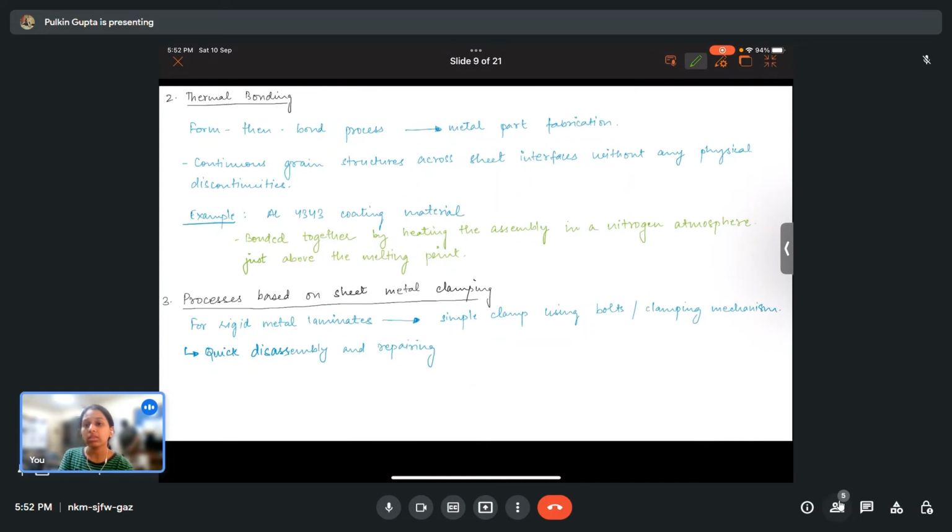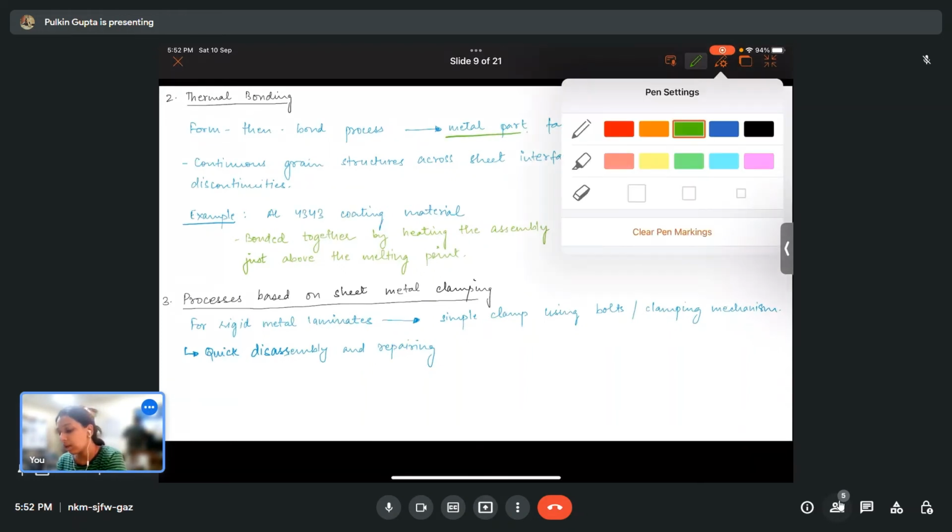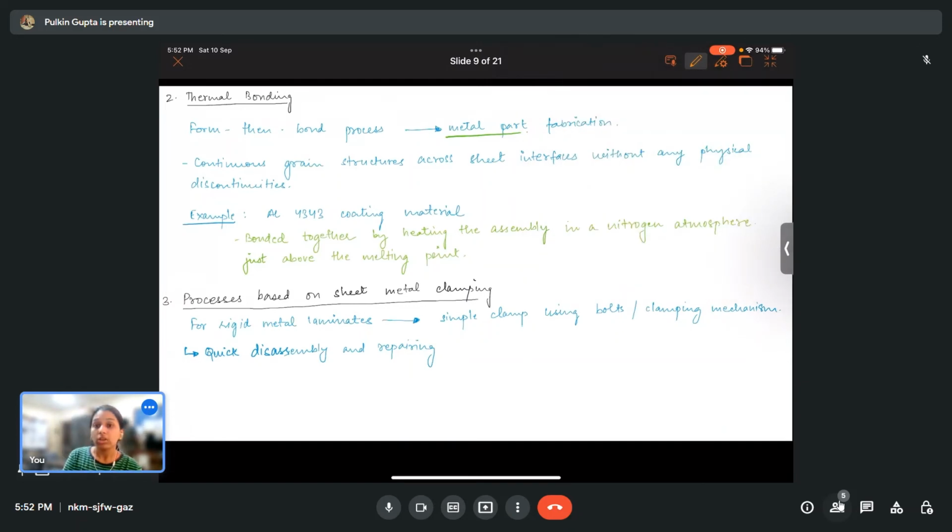Now, next is thermal bonding. So this thermal bonding usually uses the conventional form then bond process. It is majorly used for metal part fabrication. So here we see that this thermal bonding has been applied successfully to these metallic parts, and that too without any sharp gradients or discontinuities at the interface. So you have these two laminates.